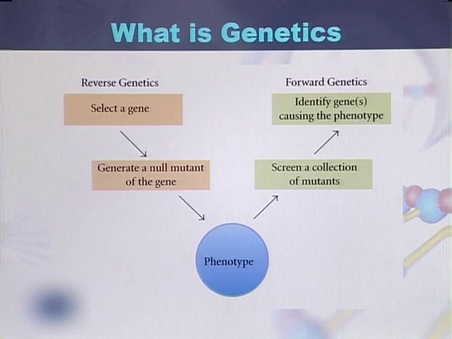In the case of forward genetics, a geneticist or researcher first identifies the phenotype, then based on the phenotype, certain mutants or genes are screened, and ultimately a particular gene is identified that is causing the mutation or is responsible for a specific phenotype. So there are two ways of studying genetics: one is called reverse genetics and the second is called forward genetics.